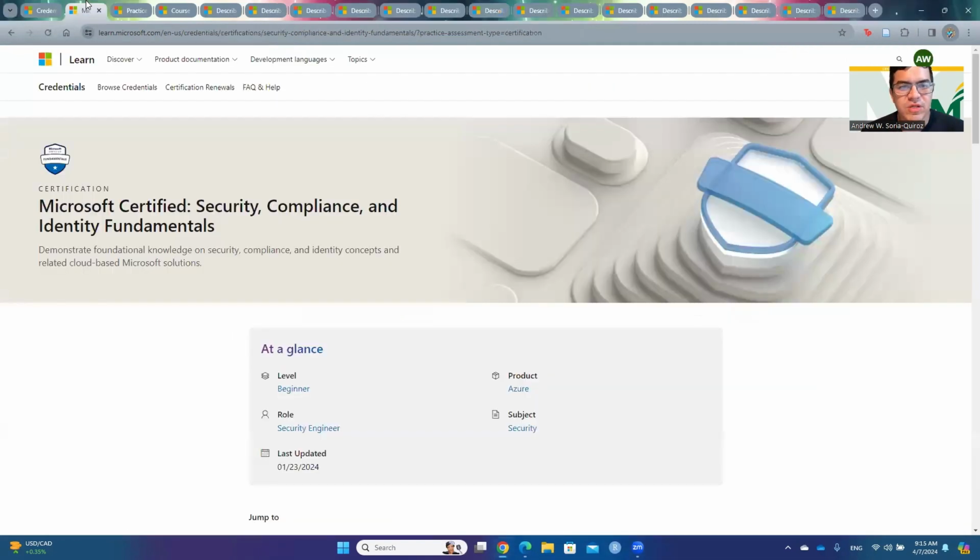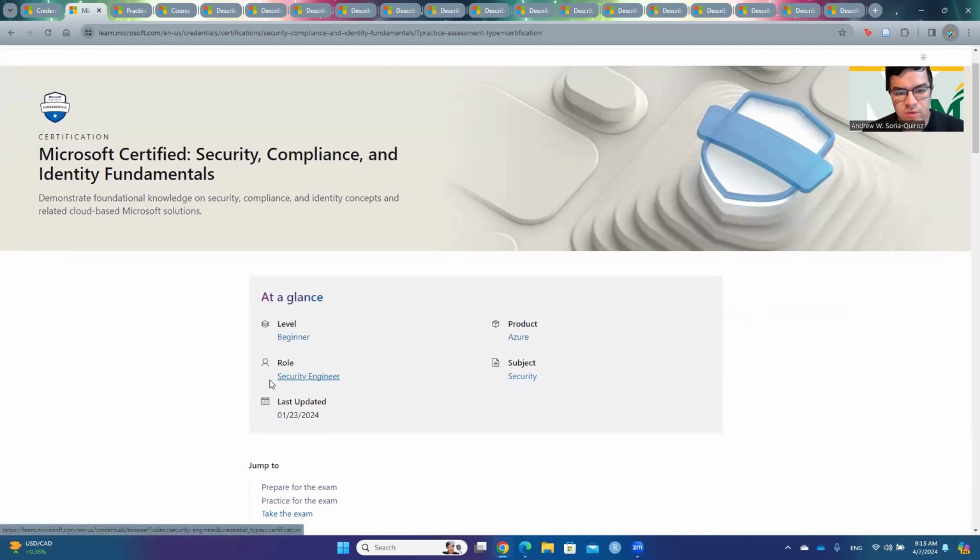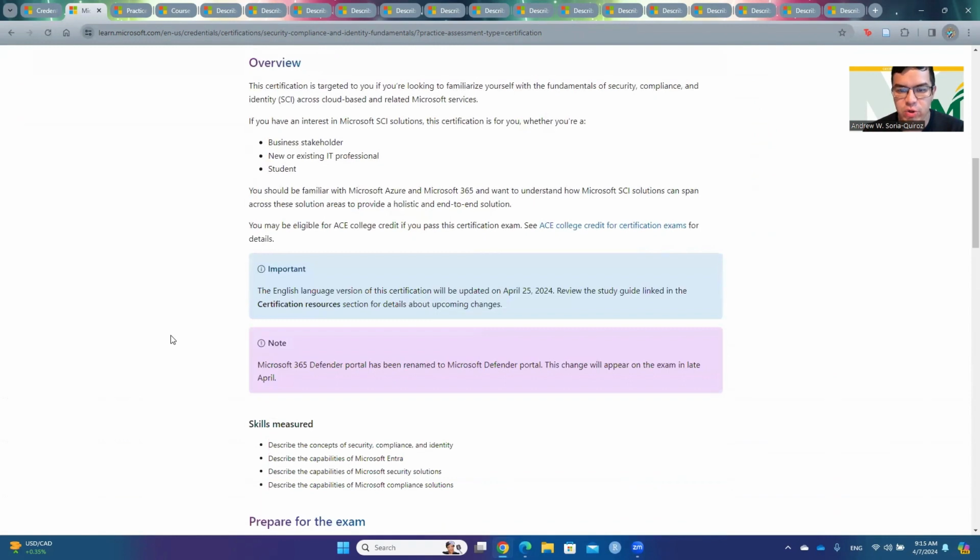This credential is a fundamental certification. As you can see here, the level is beginner, mostly for security. It was last updated on January 23rd, 2024. That's the exam I took. However, it's going to be updated again on April 25th.